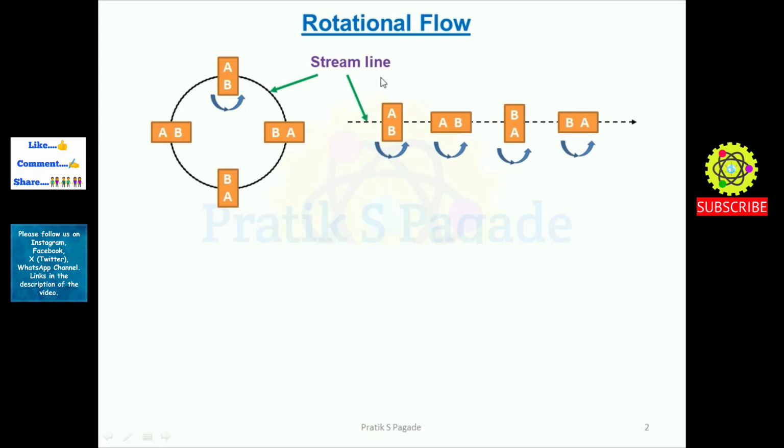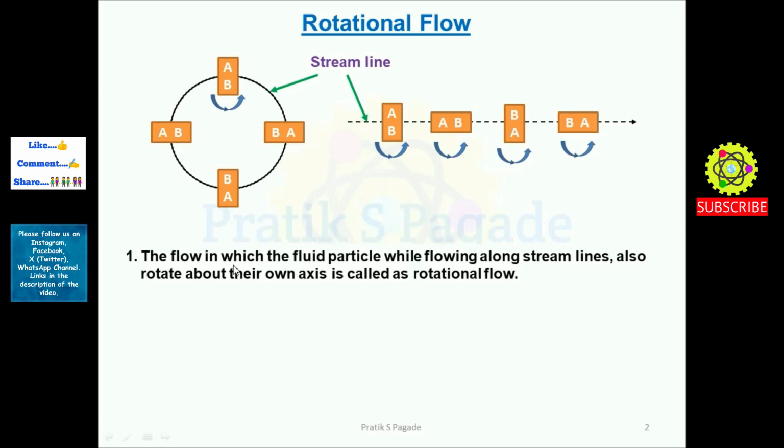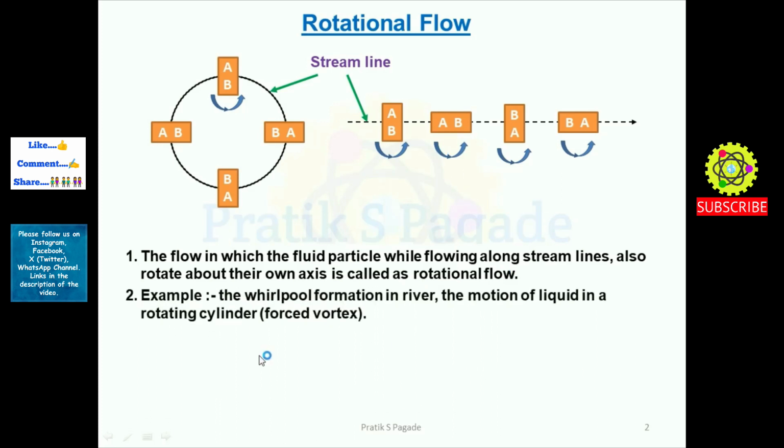So students, when a fluid particle flowing in a streamline is also rotating about its own axis, that flow is called rotational flow. The flow in which the fluid particles, while flowing along streamlines, also rotate about their own axis is called rotational flow, as we have seen. Further examples: the whirlpool formation in a river, the motion of liquid in a rotating cylinder, and forced vortex.